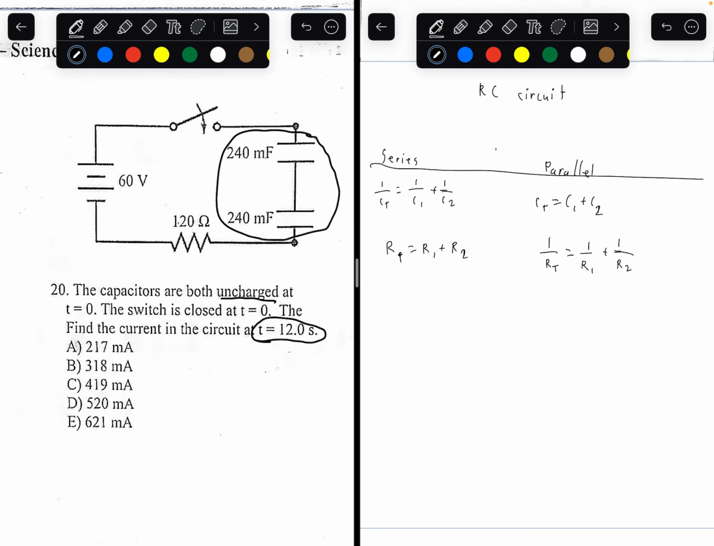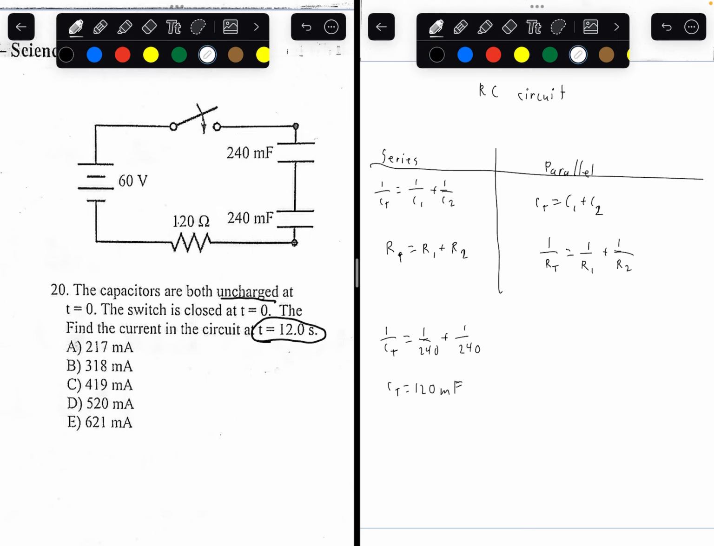So these are the two, that's the main difference between capacitors and resistors. To add these two series capacitors up, you would use 1 over CT. So 1 over CT equals 1 over 240 plus 1 over 240. So total capacitance would be 120 microfarads. So we can erase this entire thing and replace it with a capacitor of 120 microfarads.